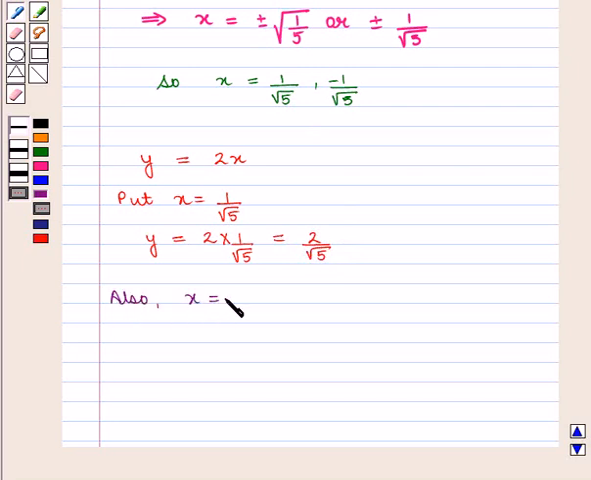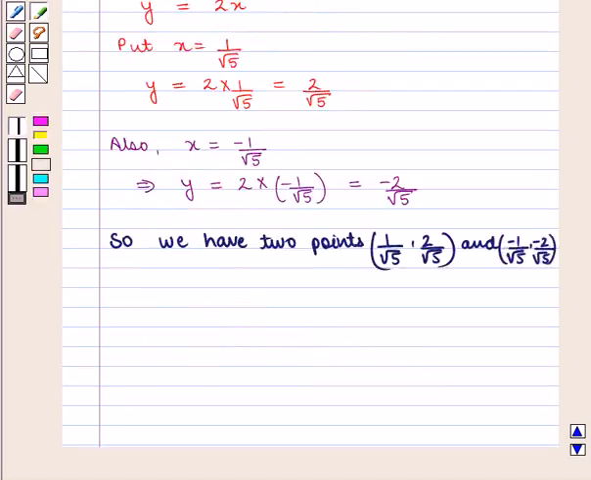Also, when x is equal to minus 1 upon square root of 5, this implies that y is equal to 2x, that is 2 into minus 1 upon square root of 5, which is equal to minus 2 upon square root of 5. So we have two points with the coordinates 1 upon square root of 5, 2 upon square root of 5 and minus 1 upon square root of 5, minus 2 upon square root of 5.